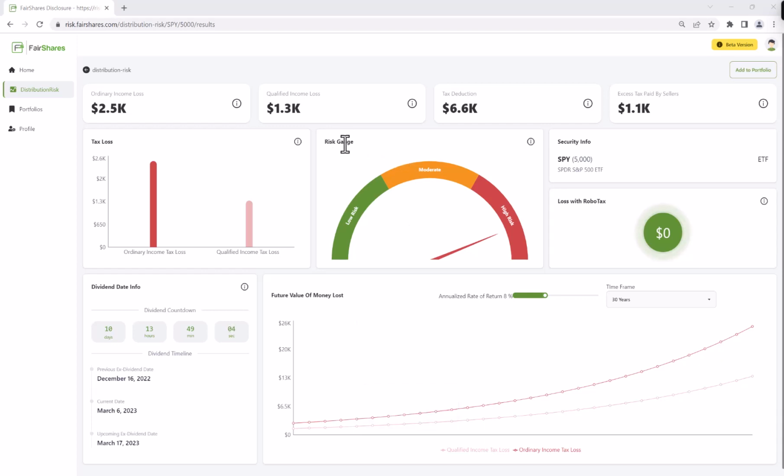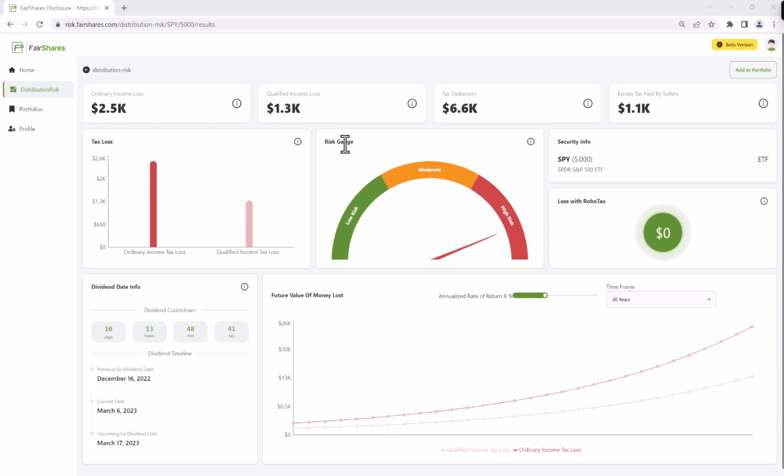Today we're going to be talking about the risk gauge. Simple video. The risk gauge is simply a visual representation of the distribution risk inherent in a security at any given moment of time. So this risk gauge will update every day based upon the new risk in the security. As you can see here, we're looking at SPY, and SPY is in high risk.